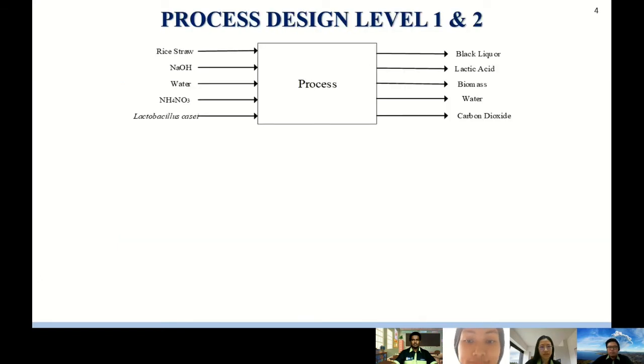Next is the process design level 1 and level 2. The input-output structure for our production of lactic acid is shown, and the processes involved are alkaline treatment, acid hydrolysis, fermentation, and the purification process.